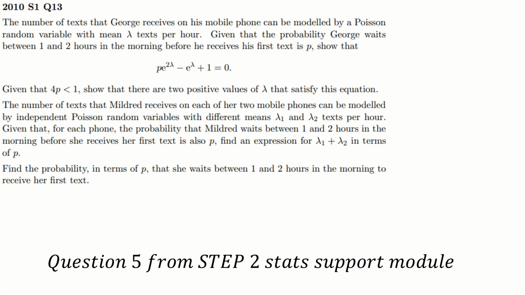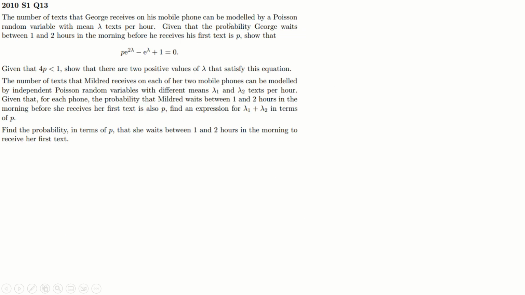Actually, a Step 1 question from 2010, question number 13 about Poisson distribution, because that's now been moved into Step 2. It's question 5 from the Step 2 stats support module. Let's do it straight away. So we've got George receiving some texts via a Poisson distribution with mean lambda.